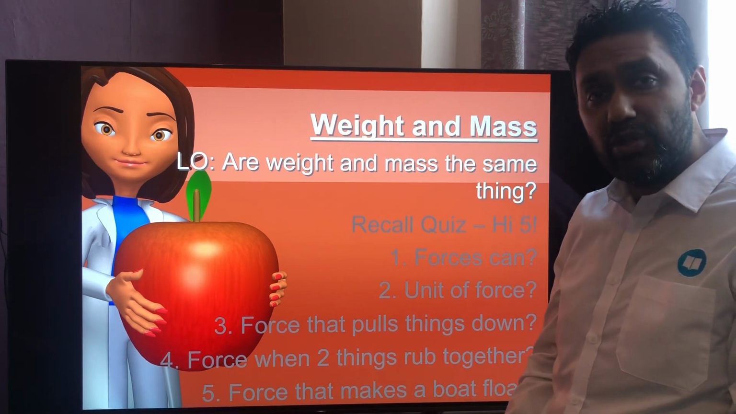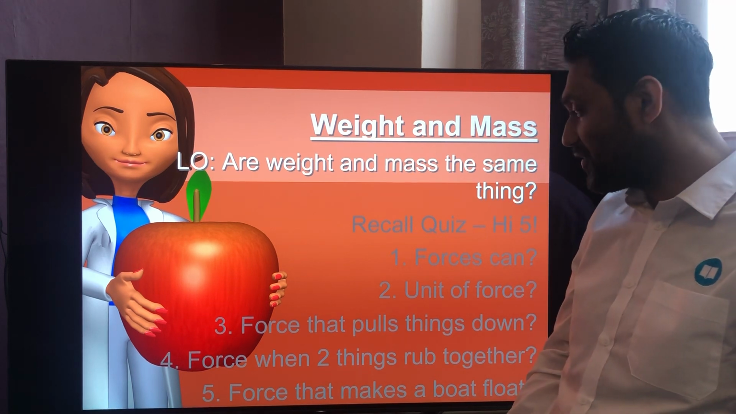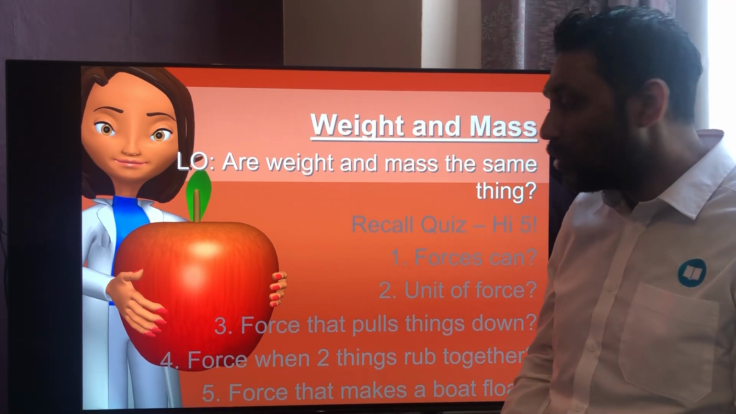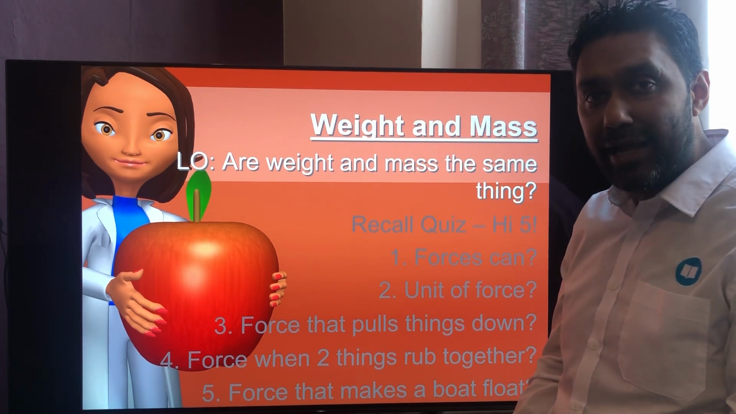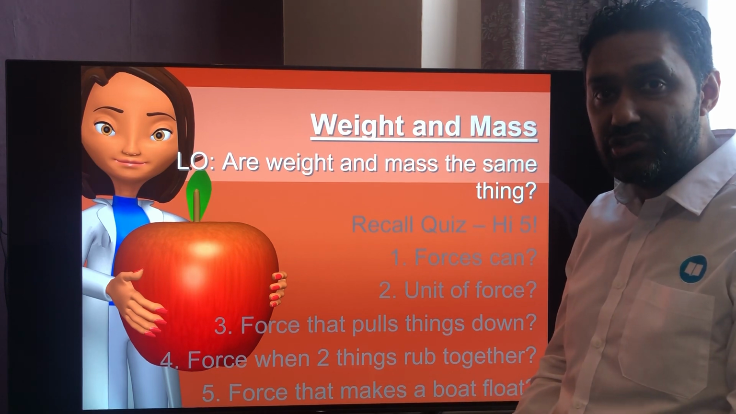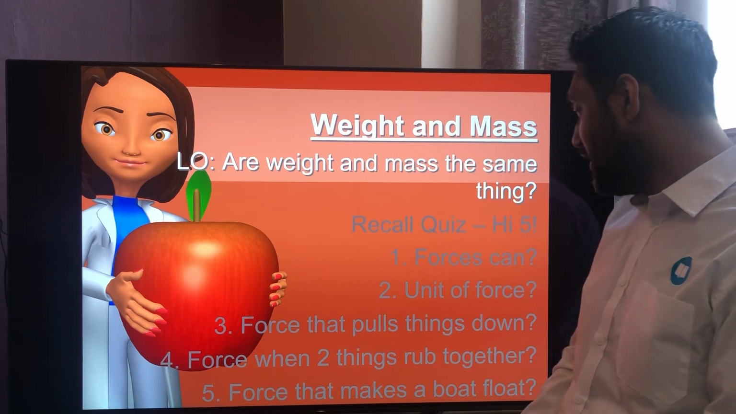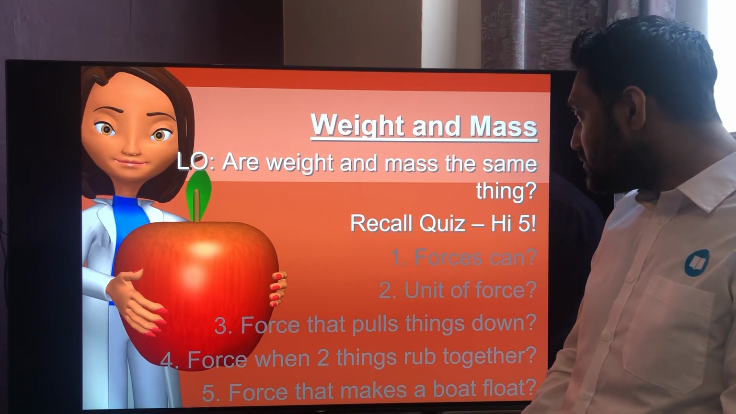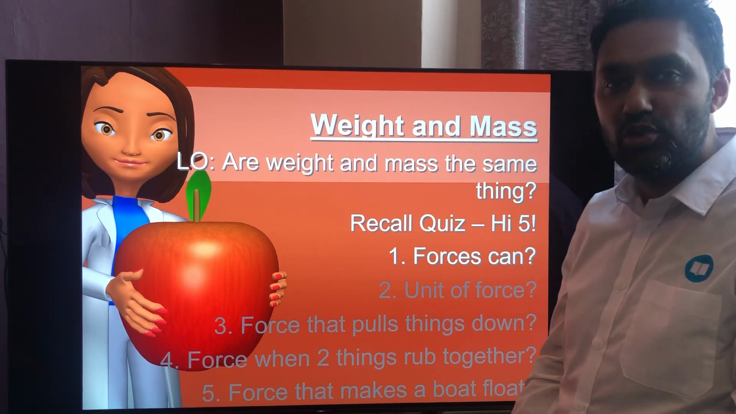To start off then, with all my classes, I've been doing a recall quiz, a quick high five, a virtual high five if you get them all right. Quick recall questions then. Have a go at this, write these down and pause it after each question. At the end of it, I'll go through the answers, and if you get them all correct, you'll get a virtual high five. So, number one, in our recall quiz, what can forces do?